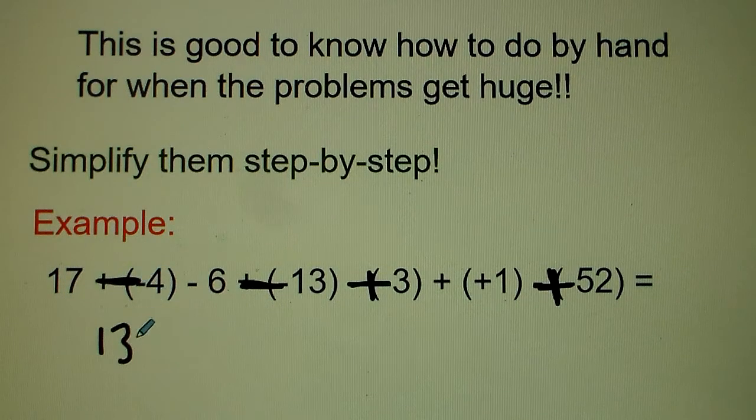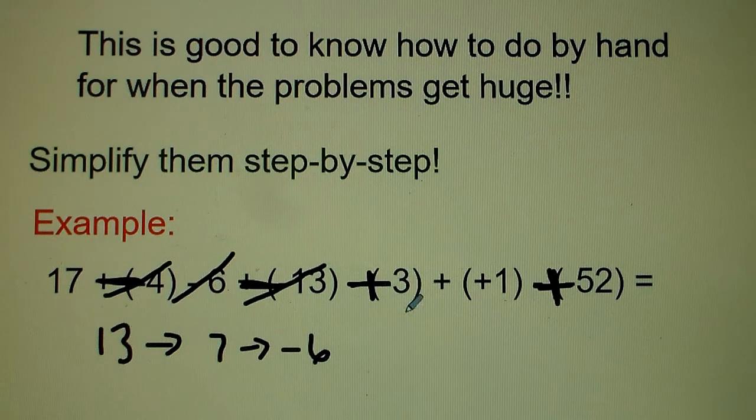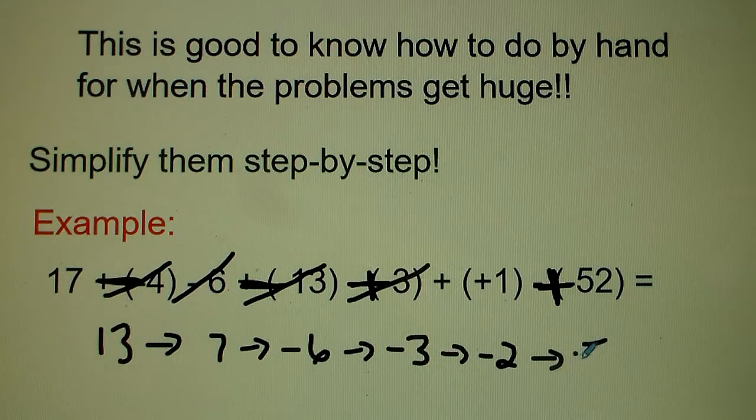So 17 minus 4 got you 13. 13 minus 6 is then gonna turn into 7. 7 minus 13, I just cross them out. That's how you use them. So 7 minus 13 gets us negative 6. So I just subtract that 13. Negative 6 plus 3 gets us negative 3. Negative 3 plus 1 gets you negative 2. And negative 2 plus 52 gets us to 50. So after we combine everything, it turns into 50.